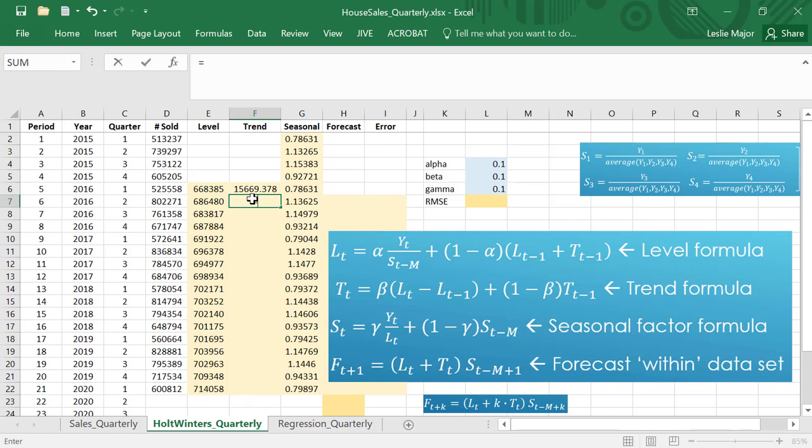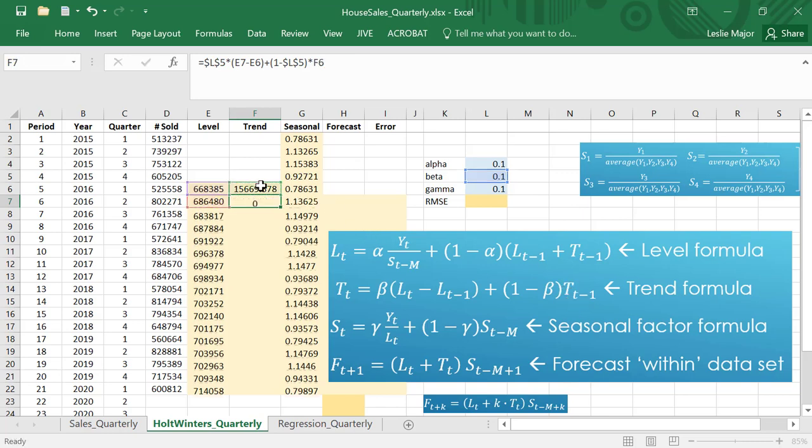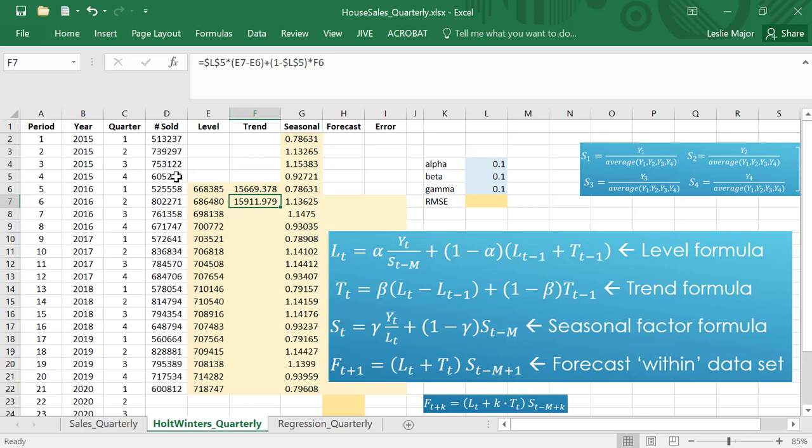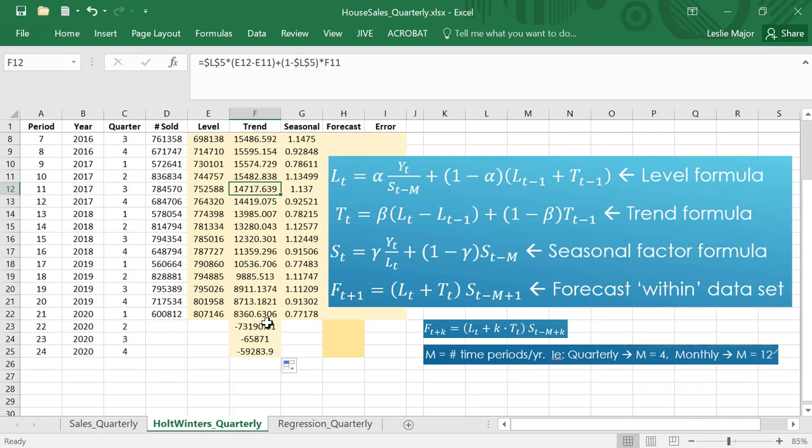And finally my trend. This formula is beta. Lock that. Times by the current level minus the previous level. Again, that will measure my upward trend once I've stripped off the seasonality. So the levels have the seasonality stripped off of them, if that makes sense. They're kind of seasonally adjusted. Plus 1 minus beta times by my previous trend. So times by that guy. Good. Oops, sorry. And copy that the whole way down just by double clicking.